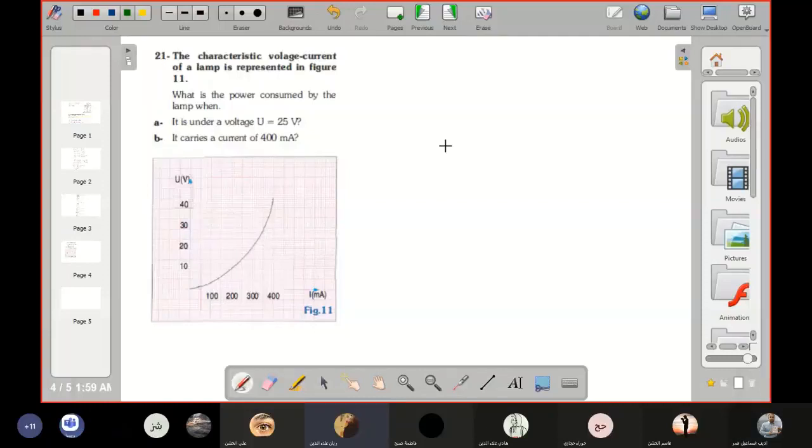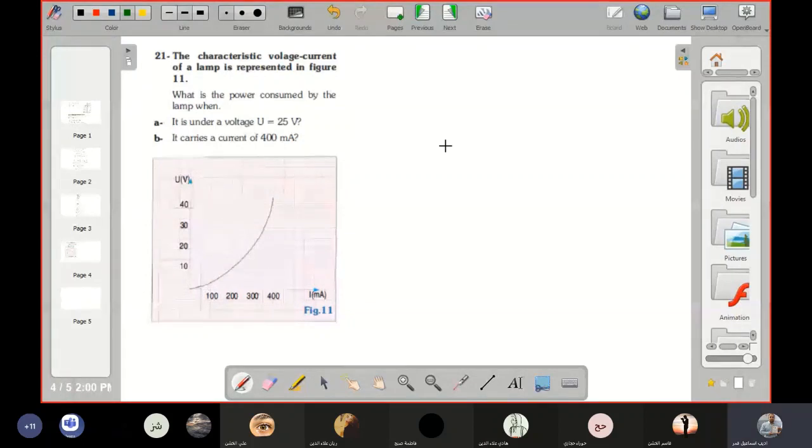The characteristic voltage current of a lamp is represented in figure 11. What is the power consumed by the lamp when it is under a voltage U equal 25 volts?